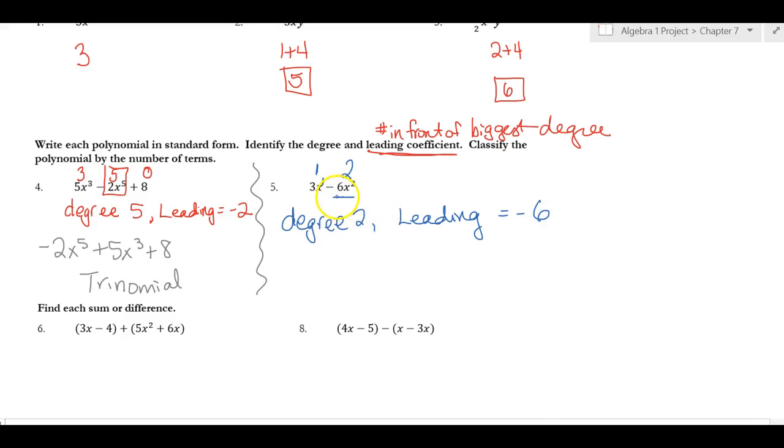Now I'm going to write this in order, which it has to start with that biggest degree. So it'll be negative 6x squared plus 3x. And last thing we have to do is name it, and this has 2 terms, so it's a binomial.